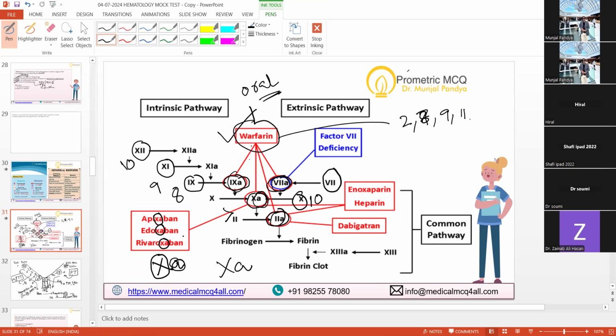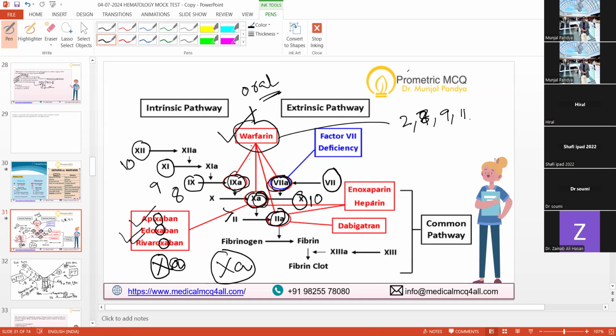Apixaban, edoxaban, rivaroxaban. The "xa" in these names is designed that way just to help you remember. Any "xa" drug means factor 10A activity is inhibited. Apixaban is very commonly used in practice. Rivaroxaban is also very commonly used in practice. So we have seen warfarin acts on factors 2, 7, 9, 10, while this "xaban" class acts on the factor 10A activity.